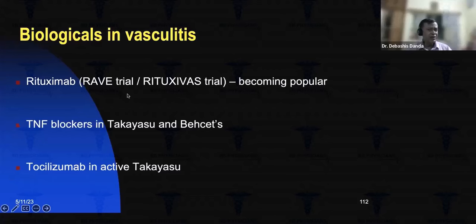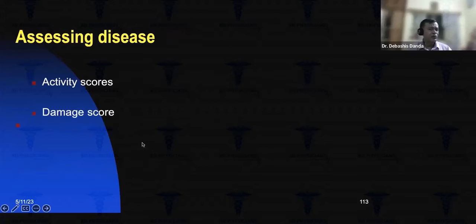As I mentioned, the RAVE trial and other rituximab trials established rituximab as a very effective agent in vasculitis, and we are using it. TNF blockers in Takayasu and Behçet's are also used, and tocilizumab is a very good stopgap measure. It can cut down the disease activity within 1 or 2 weeks. There are various disease activity scores, I'm not going into that, such as the Birmingham Vasculitis Activity Score, etc., and damage scores like VDI, etc.